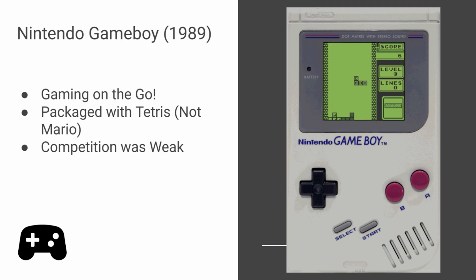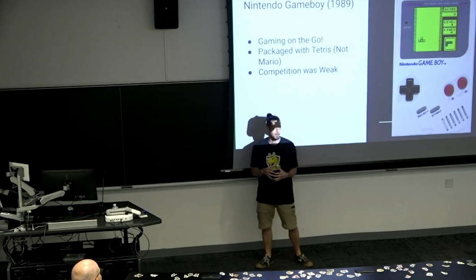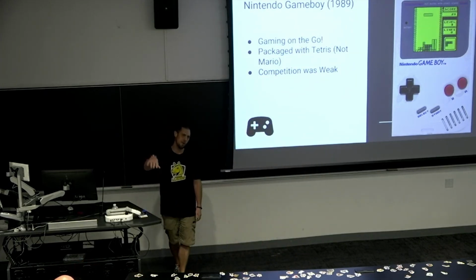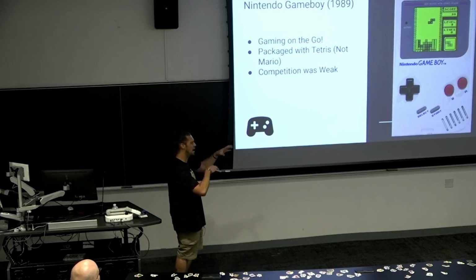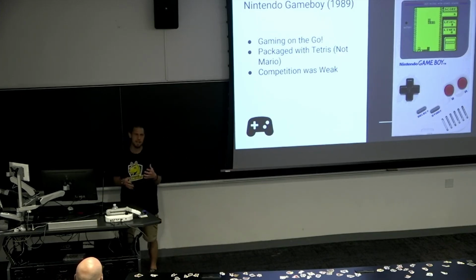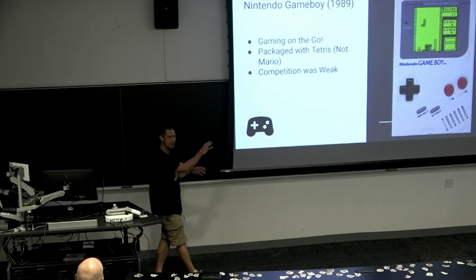And the other thing that was kind of interesting with this is Nintendo decided to package this with Tetris instead of Mario. Up to this point, everything was Mario. You bought an NES, you got Super Mario Brothers. You bought a Super Nintendo, you got Super Mario World. There were obviously some other packages in there. And so everyone kind of just assumed, oh, a Game Boy, I'll get Super Mario Land, which was the Mario game of the time.